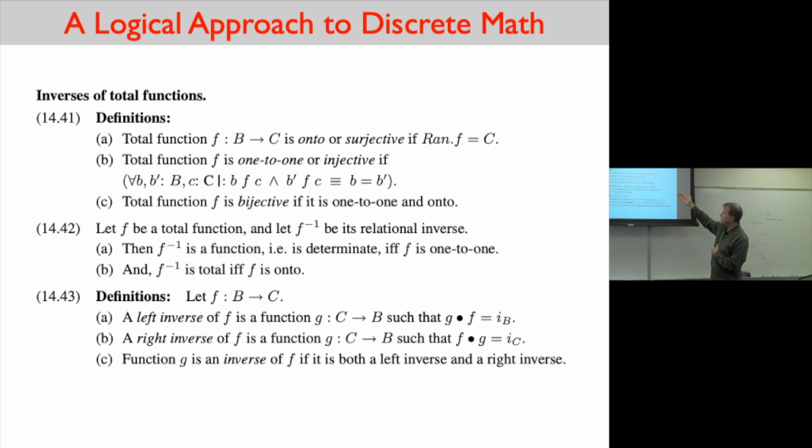Sure enough, 14.41a says a total function f from B to C is onto if the range of f equals C. Okay? And then we have this other word: a total function f is bijective if it is one-to-one and onto. All right?